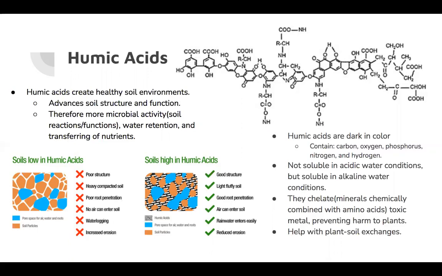Humic acids are dark in color. They're not soluble in acidic water conditions, but they're soluble in alkaline water conditions. They protect plants from toxic metals, and they help with plant and soil exchanges.